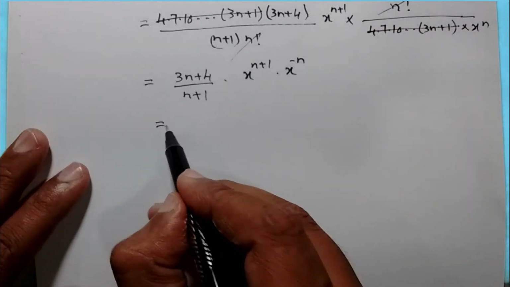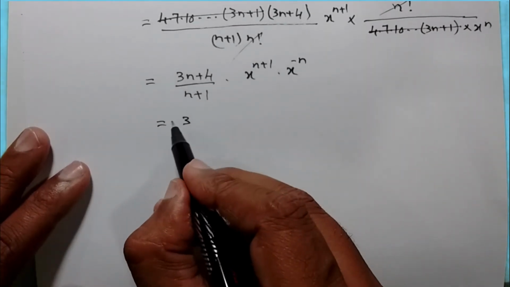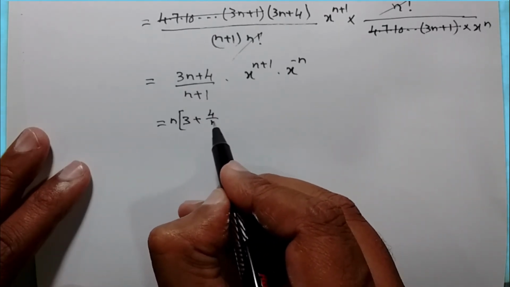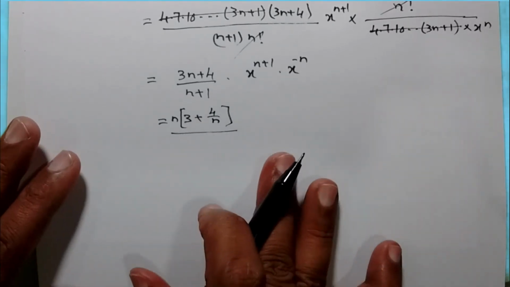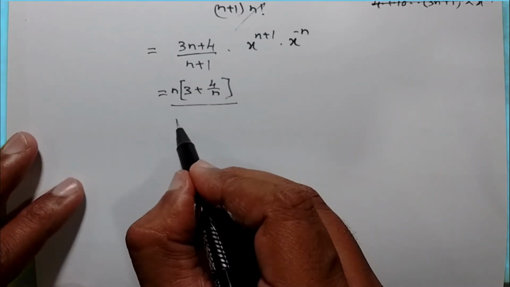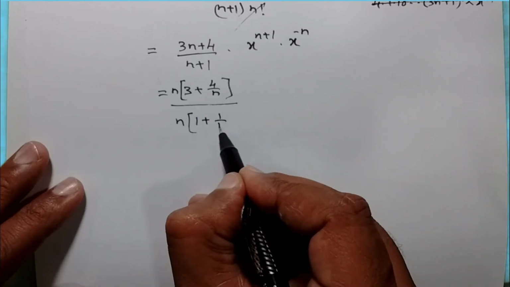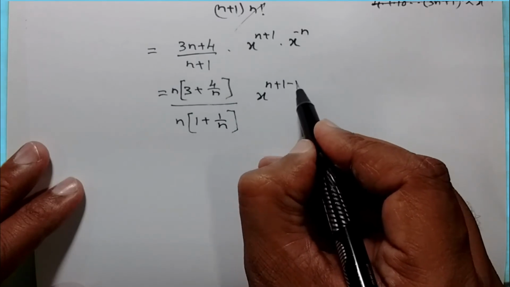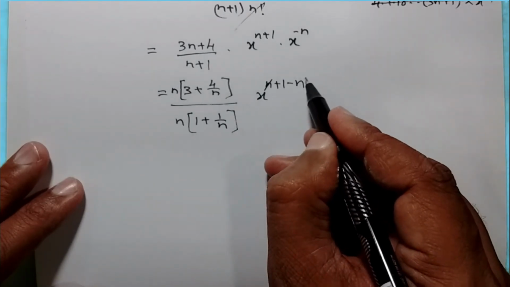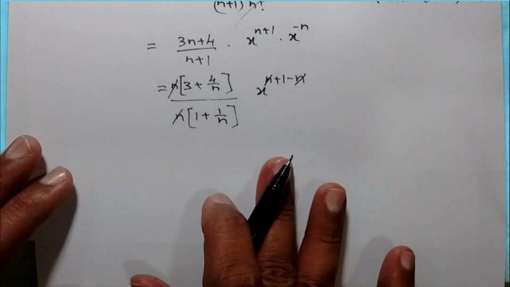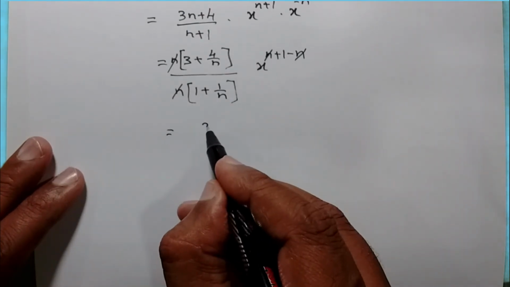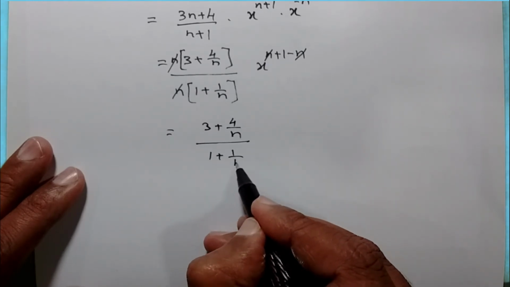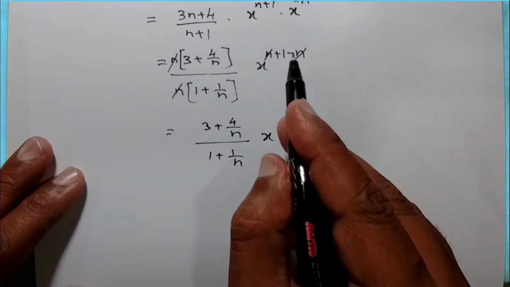So we'll try to simplify this. It is 3. Can I take n common from here? If I take n common, I will be left with 3 plus 4 by n. Denominator also I can take n common. So if I take n common, I will be left with 1 plus 1 by n. Here bases are the same, powers can be added. So n plus 1 minus n. So this plus n minus n will cancel out. This n and n will cancel out. We will be left with (3 plus 4 by n) whole divided by (1 plus 1 by n). Here only x is left.